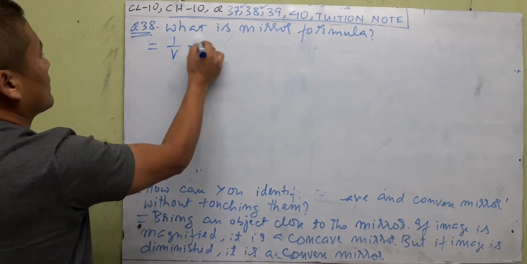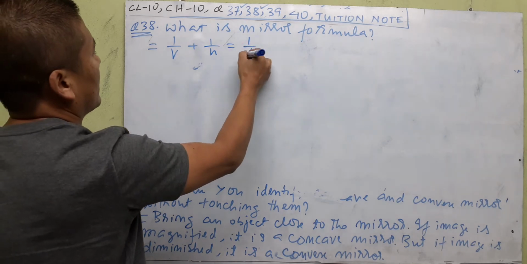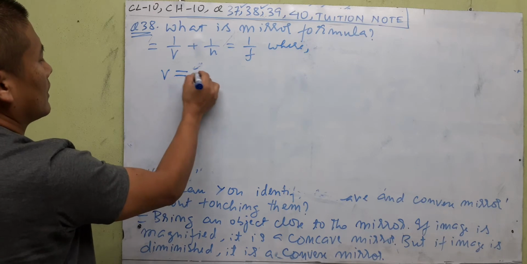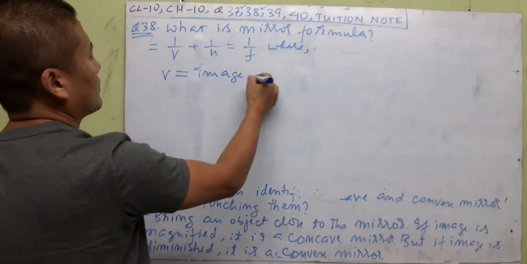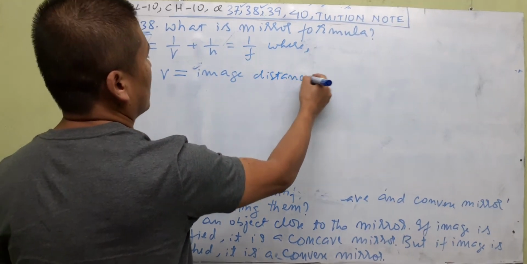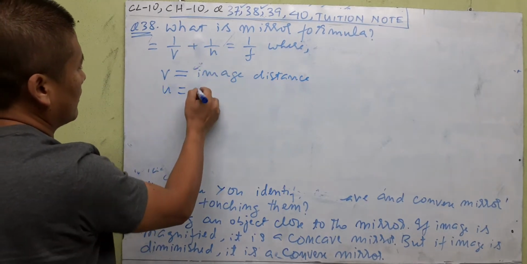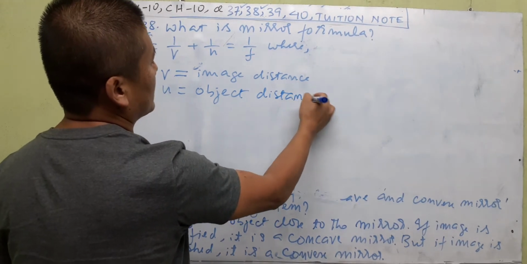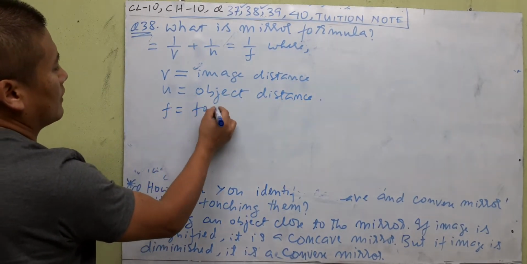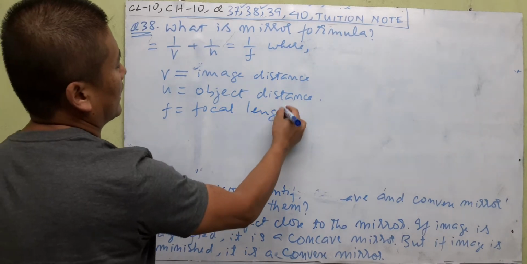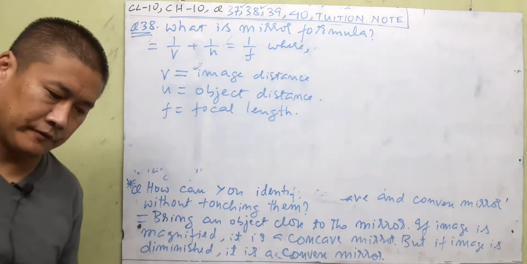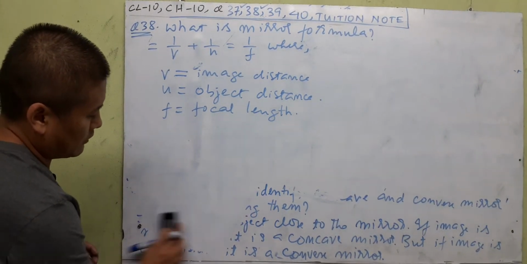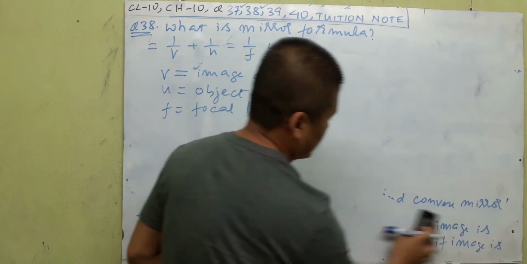1 by V plus 1 by U is equal to 1 by F, where V represents image distance, U represents object distance, meaning the distance of the object from the mirror, and F represents the focal length. This formula is called mirror formula. Write that first. And you can write here the answer.